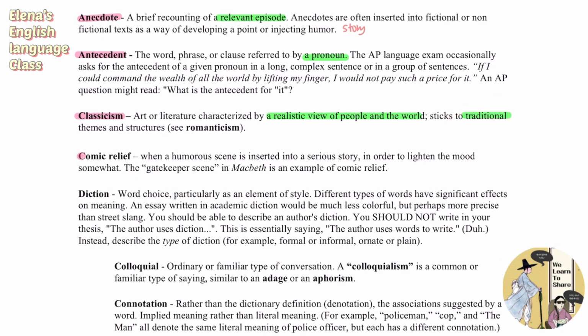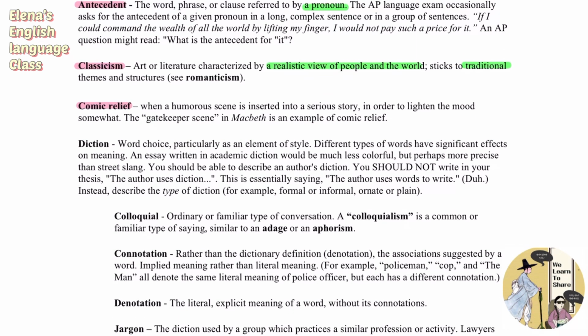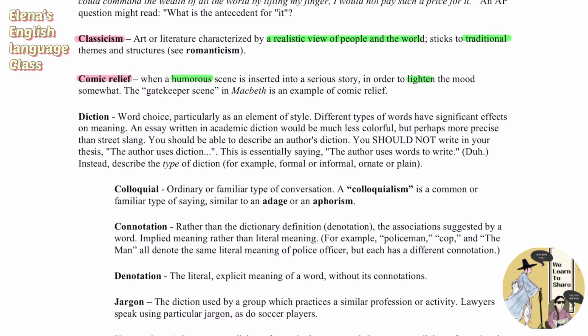Now we're going to look at comic relief. In this part, you can just literally interpret it from the wording itself, because it's a relief by something comical, something very funny or humorous. It's when a humorous scene is inserted into a serious story in order to lighten the mood somewhat. That is why it is called comic relief, right? For example, the gatekeeper scene in Macbeth is an example of comic relief we could find very prominently.